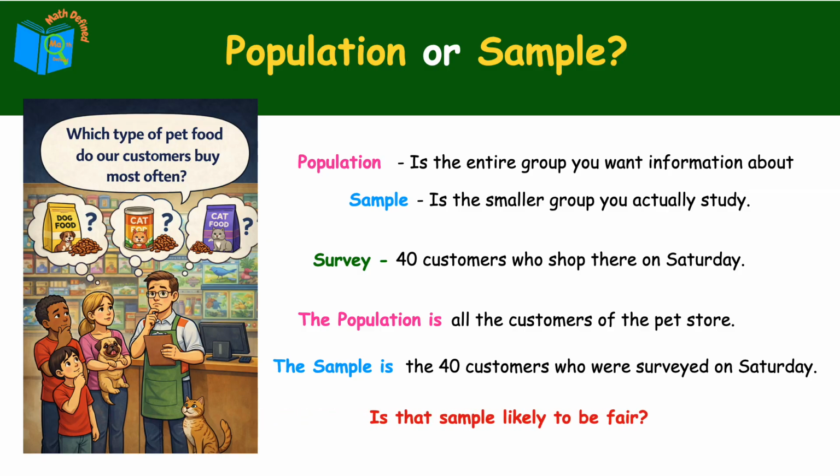Maybe not, because it only includes Saturday shoppers. And Saturday shoppers may not represent all customers. So even if we can identify the sample correctly, we still have to ask whether it fairly represents the population. That's what makes data more trustworthy.